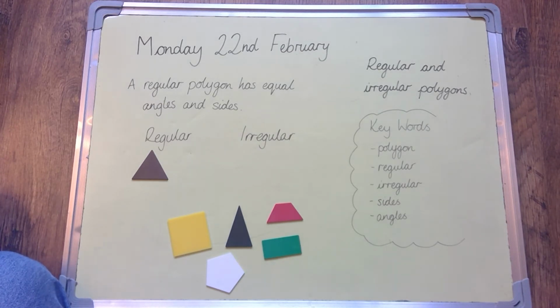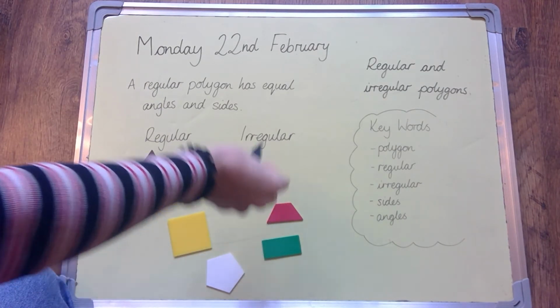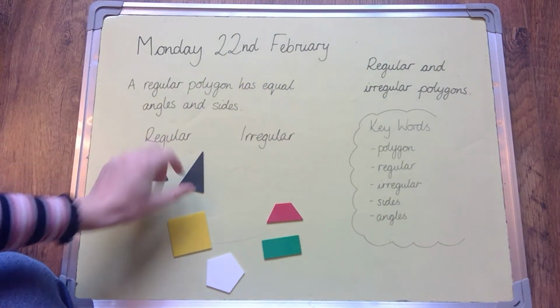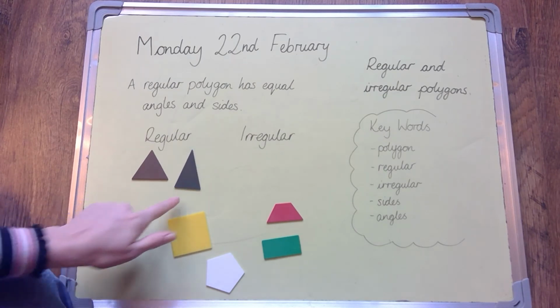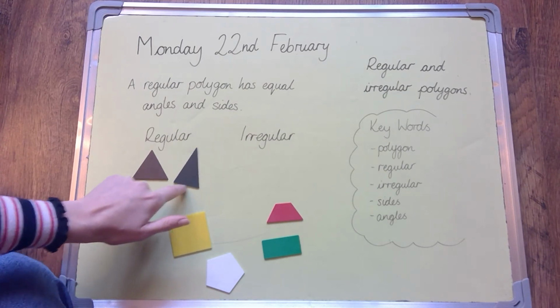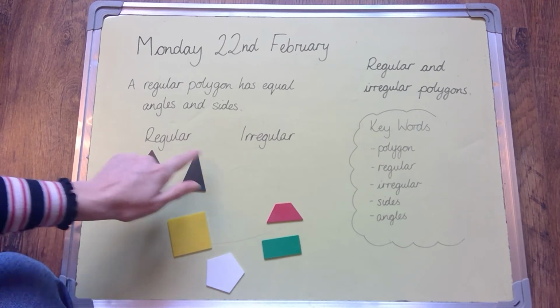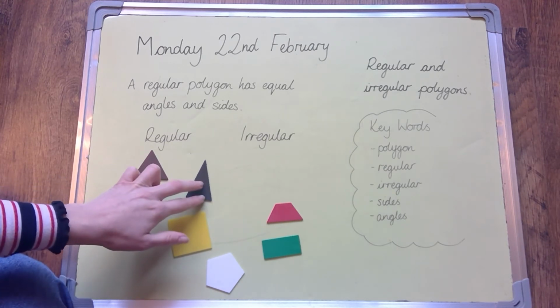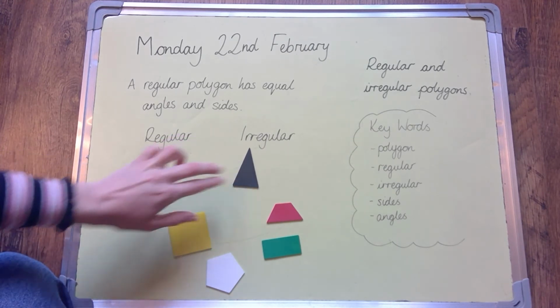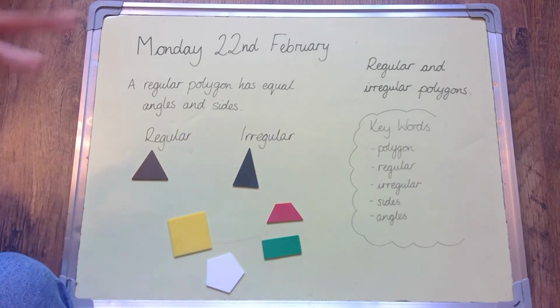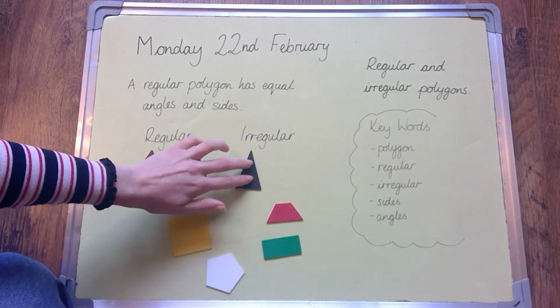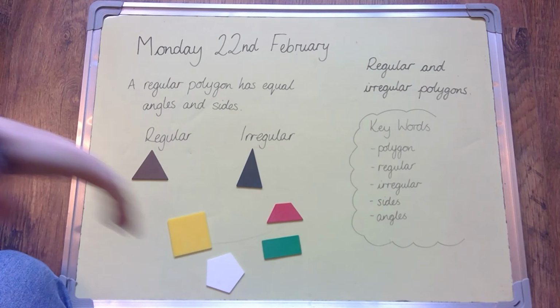Okay, so looking at my other shapes, I'm going to go straight for my other triangle. So compared to my first triangle, I can see straight away this bottom side is much shorter than the other two. So this is our isosceles triangle. So if it's not an equilateral triangle, it's not regular. So this one has got to go over here in irregular.